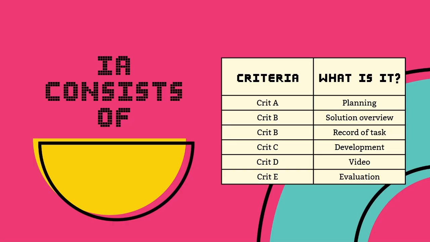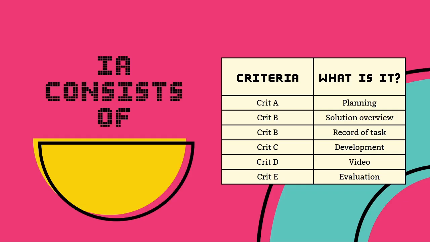So the second part of criteria B is the record of task. So here you'll need to document exactly what you're doing and how long you estimate it took you. So perhaps finding a client took you 1 hour, you'll need to write that down. And if you have a meeting with them, again, you'll need to write that down. All those kinds of things you'll put in your record of task just to keep track of what exactly you did in developing your computer science IA.